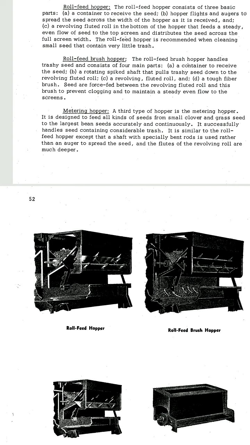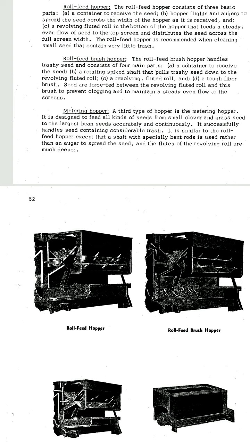Then the roll feed brush hopper is similar to the roll feed hopper, but the additional component is a tuft fiber brush. The roll feed brush hopper handles trashy seeds and consists of 4 main parts. First, a container to receive the seed. Second, a rotating spiked shaft that pulls trashy seed down to the revolving fluted roll. Third, the revolving fluted roll. And fourth, the tuft fiber brush. Seed is force fed between the revolving fluted roll and this brush to prevent clogging and to maintain a steady even flow to the screens.